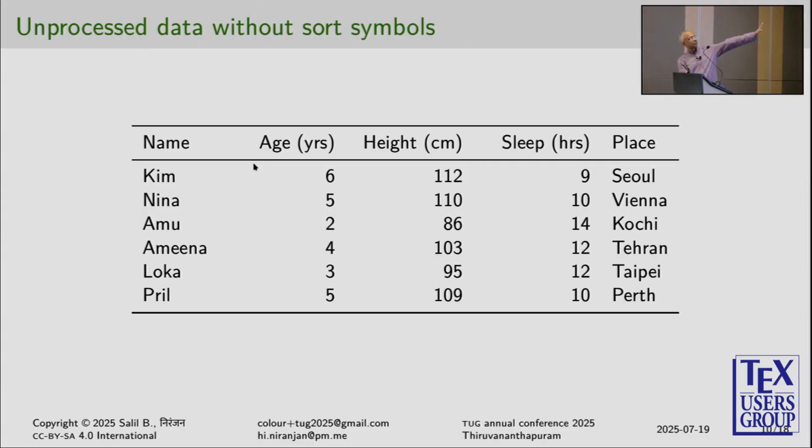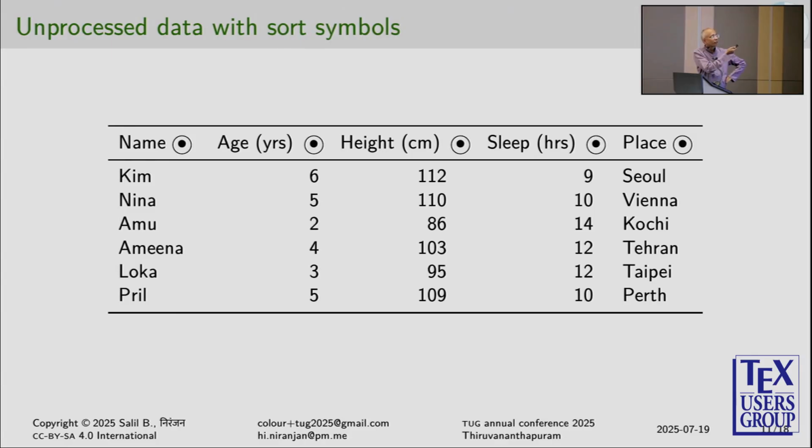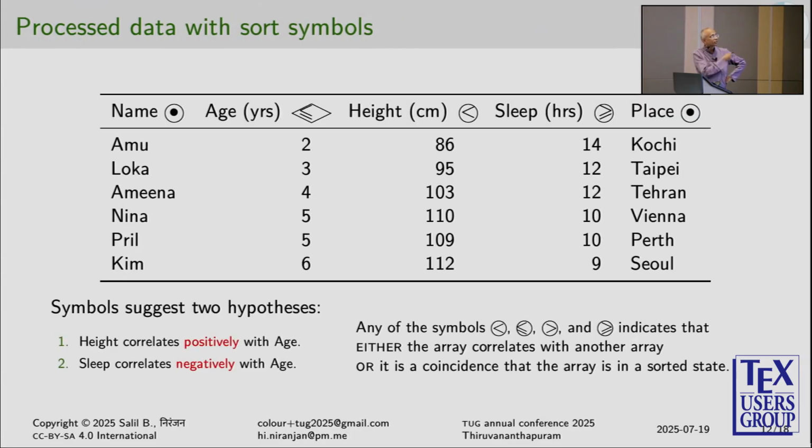So this is some data, okay? Name, age, height, sleep hours, and place. You can see that none of the columns have been sorted, all are unsorted. Now if we sort this table on age, we'll get a result that it gets sorted on height as well. We sort it on age, then it gets sorted on height as well.